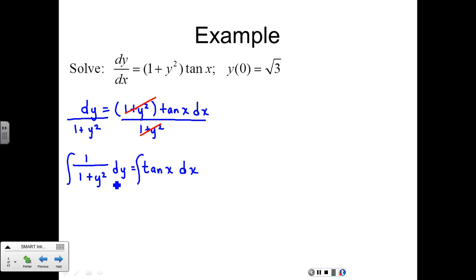What is your a value here? A value would be 1. This would be like a squared. So a would be 1. And your u squared would be your y squared. So this is actually going to be tangent inverse of, it's actually 1 over a. So 1, tangent inverse of u over a. So y over 1. So that's it. Tangent inverse of y.